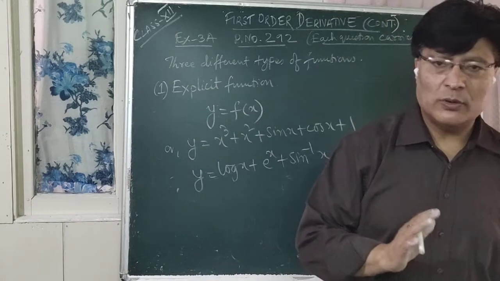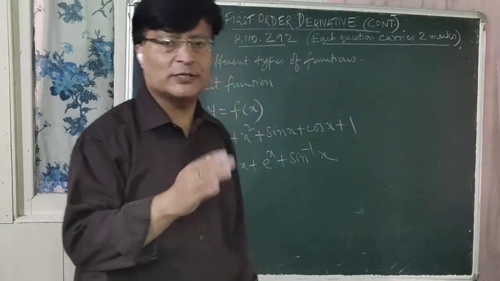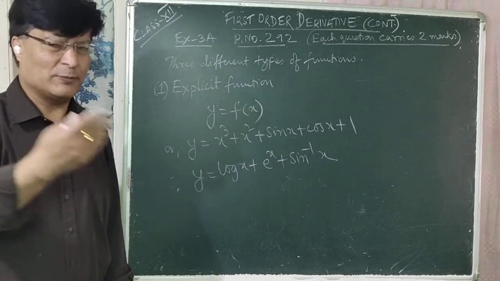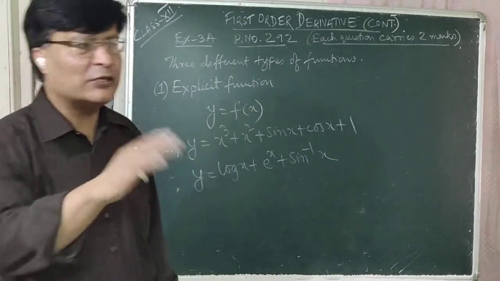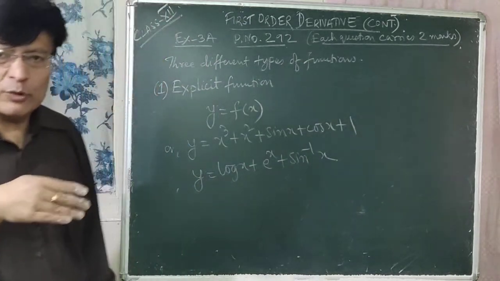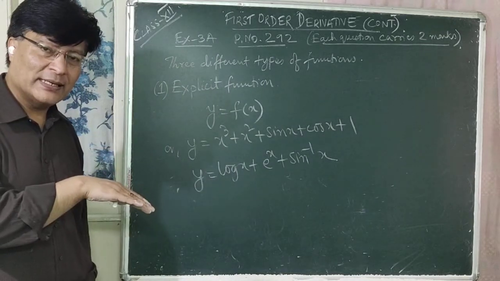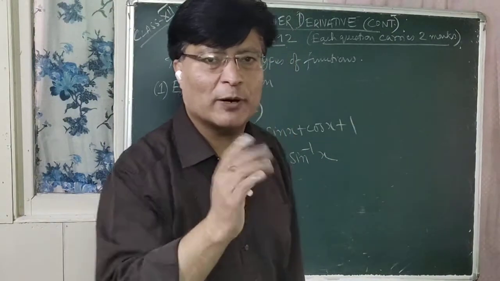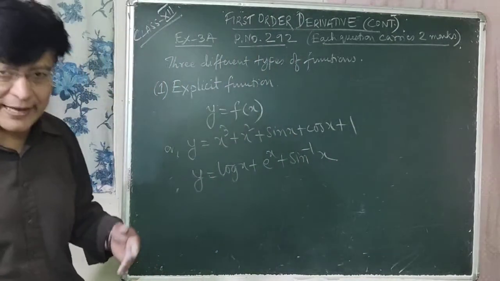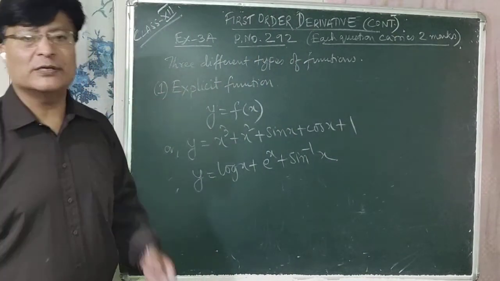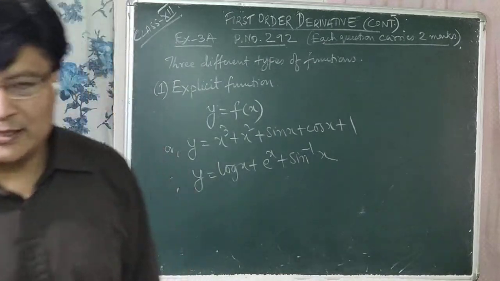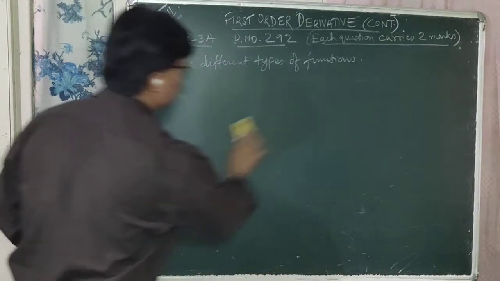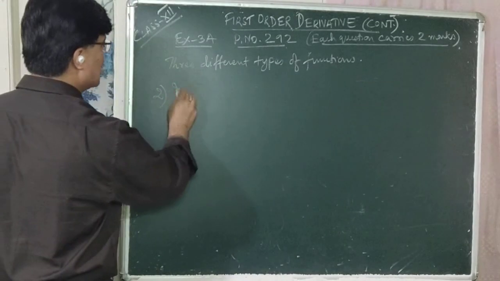So till now we were doing the differentiation of this explicit function. Suppose x to the power x was given, or e to the power x was given, that was assumed as y. If we want to differentiate x to the power x, we have assumed y is equal to x to the power x, that is y is equal to f of x. So this type of function is known as explicit function. Understood? So number 2 is implicit function.